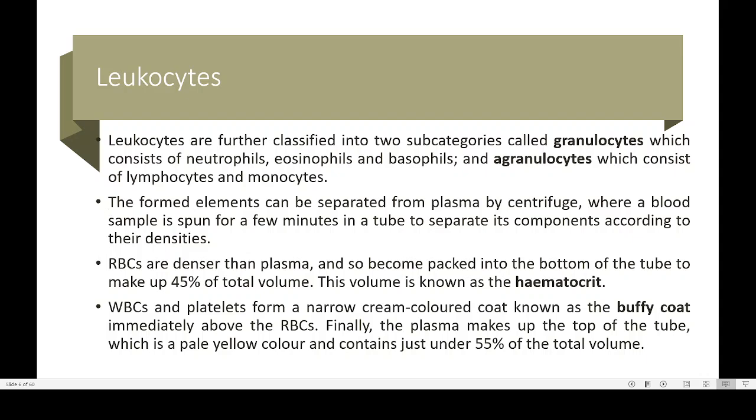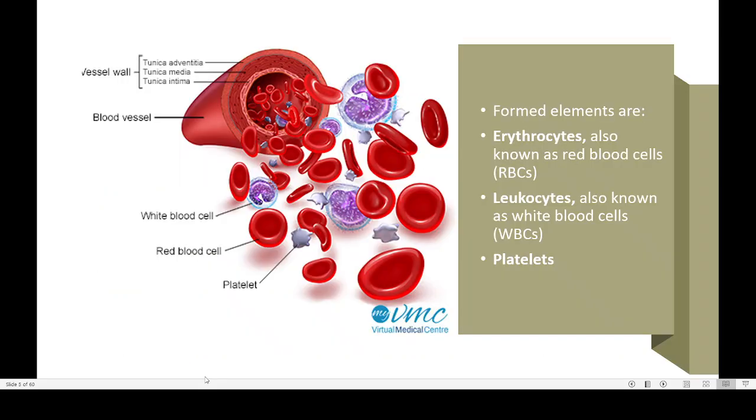Now second is the formed elements. What are formed elements? Solid particles or blood cells. They can be separated from plasma by using an apparatus known as a centrifuge. Have you seen a centrifuge? If you have not seen a centrifuge, I will show you a picture.